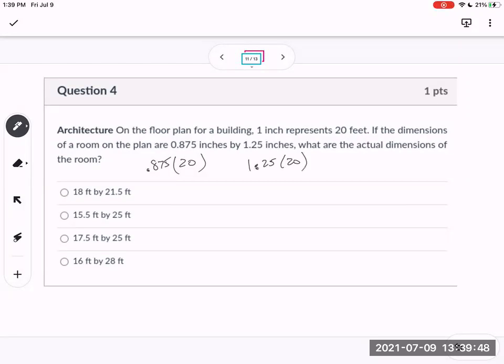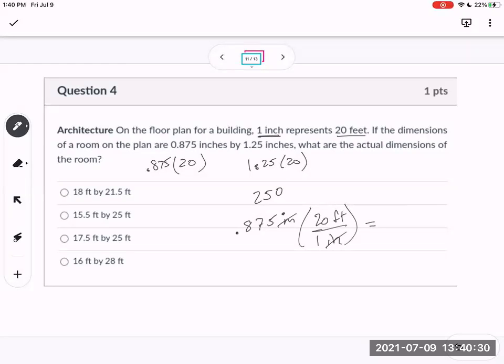Wait, I don't understand why you did that. Well, because 1 inch represents 20 feet. So think of it like this. If it's 0.875 inches, think of it like conversion factors. Oh, so it wants to know 1 inch equals 20 feet, now you've just converted that from inches to feet. So this just wants us to tell us the same thing but in feet. That's what it wants? Yep. Oh, okay. So the actual dimensions of the room are whatever 20 times 0.875 is.